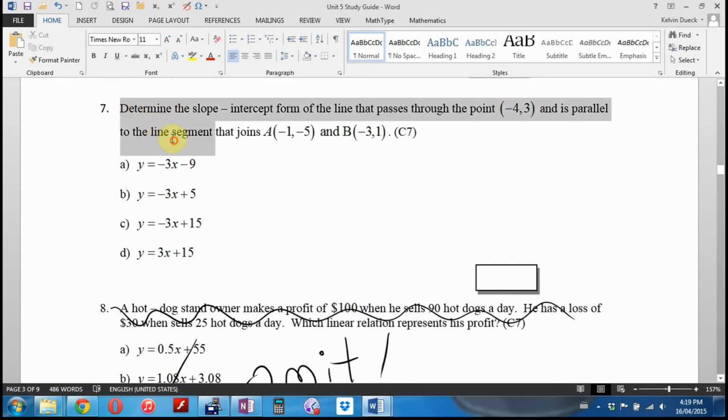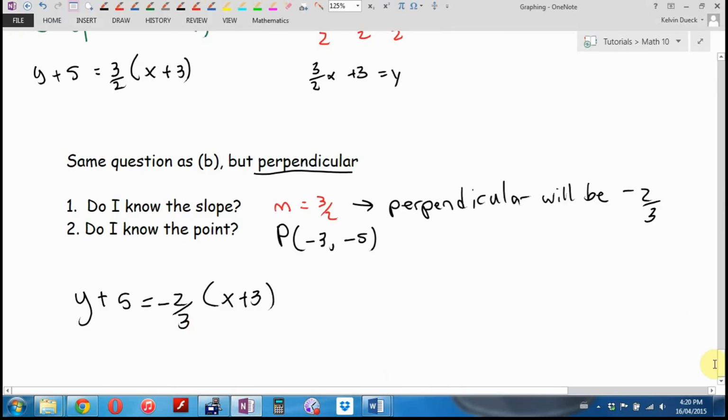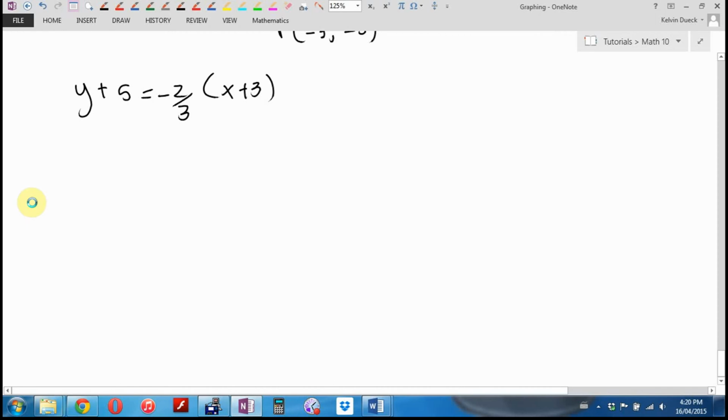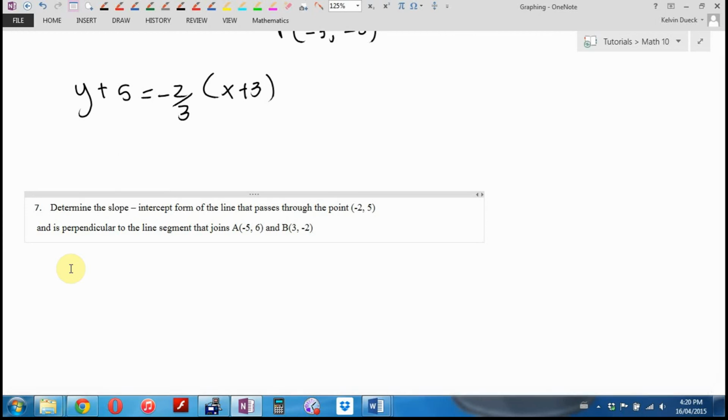So I'm going to take number seven, but I'm going to change the numbers. It goes through the point (-2, 5) and is parallel to the line segment that joins A(-5, 6) and B(3, -2). Oh, heck. Perpendicular. What do they want me to find? An equation. In what form? Slope-intercept. So I'm going to get it in point slope form, and then holy smokes, I'm going to have to get the y by itself after all is said and done. This is about as much as we can throw at you.